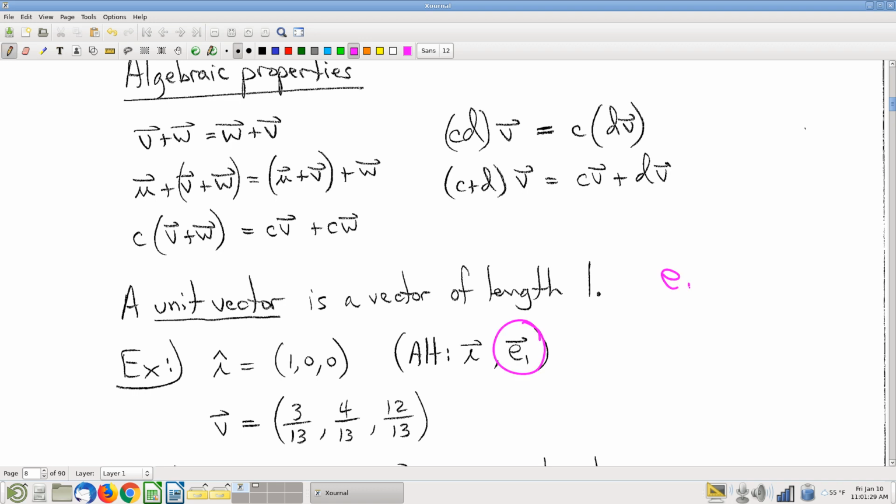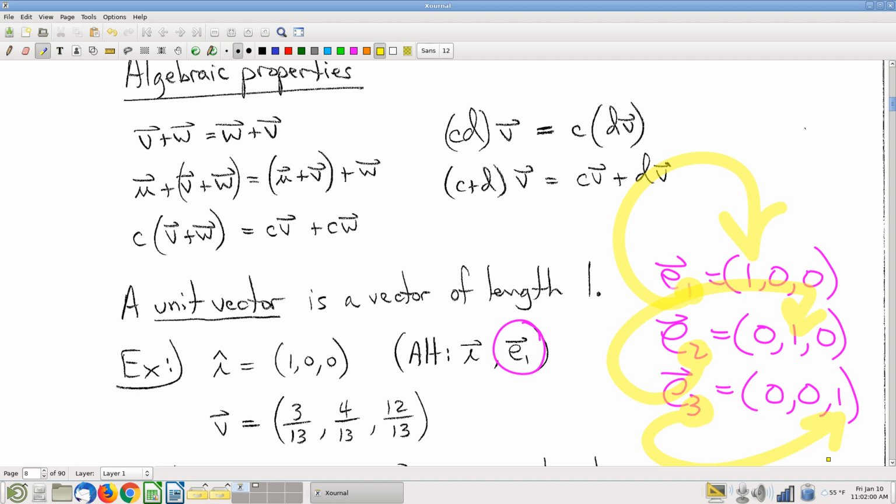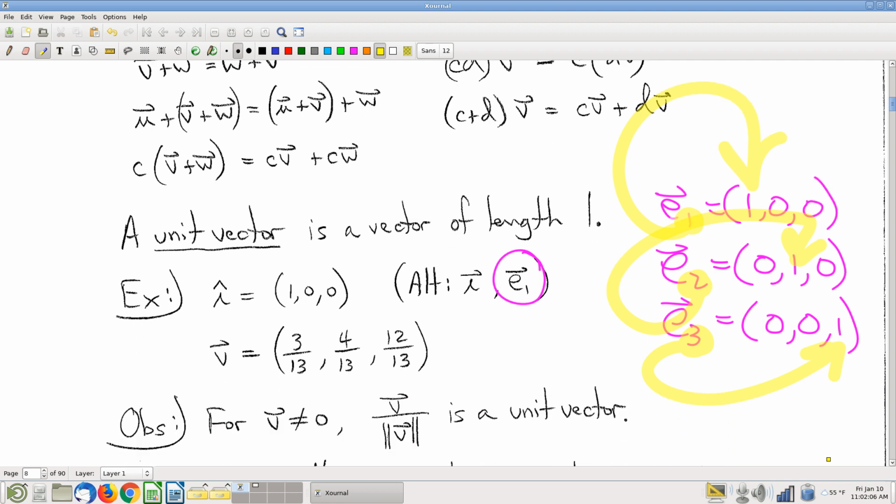And let me just emphasize. So E1 is 1, 0, 0. E2, likewise, is 0, 1, 0. This is all in R3. And E3 is 0, 0, 1. So notice that in all cases, the subscript tells you where the 1 is.